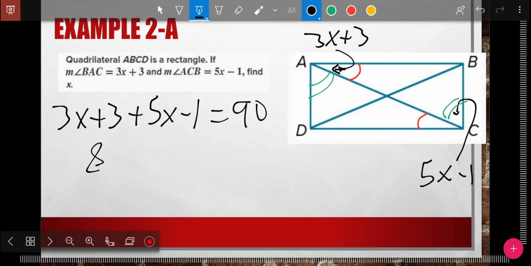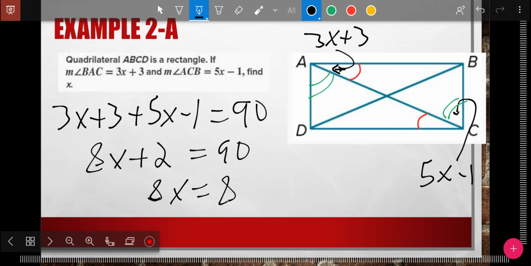Combine like terms. 8x plus 2 equals 90. All I did there was say 3x plus 5x and 3 minus 1. I then subtract the 2 from both sides and divide both sides by 8. I get x equals 11. It only asks you to find x, not to plug back in, so we are finished.